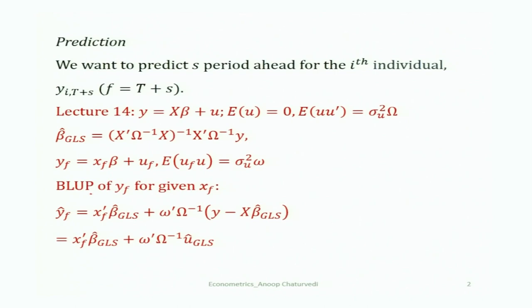Then the best linear unbiased predictor of y_f for given x_f is given by y hat f equal to x_f transpose beta hat GLS plus omega transpose capital Omega inverse (y minus X beta hat GLS). Or you can write it as x_f transpose beta hat GLS plus omega transpose capital Omega inverse u hat GLS, where u hat is the residual y minus X beta hat GLS. So, we already proved this result in lecture 14.